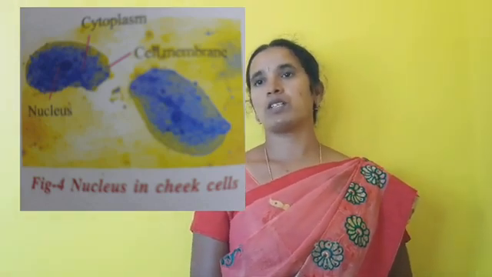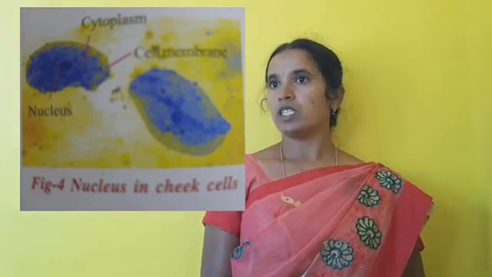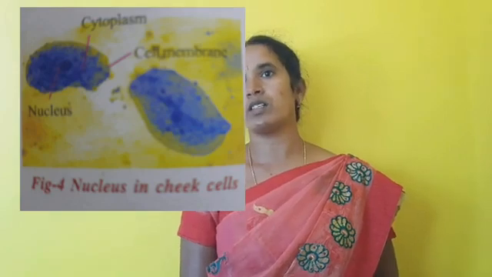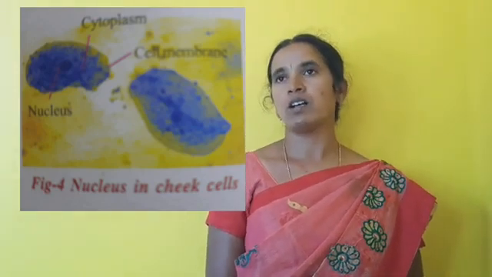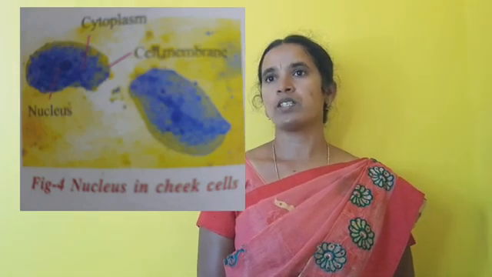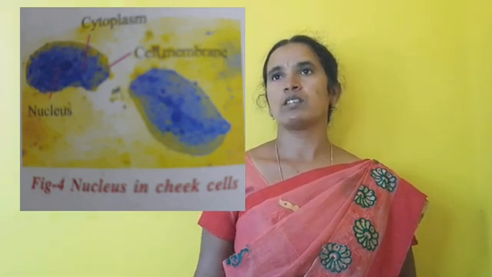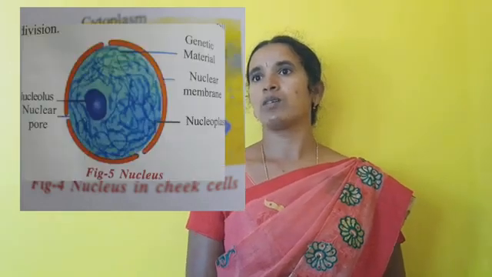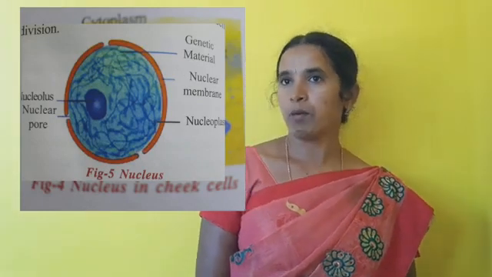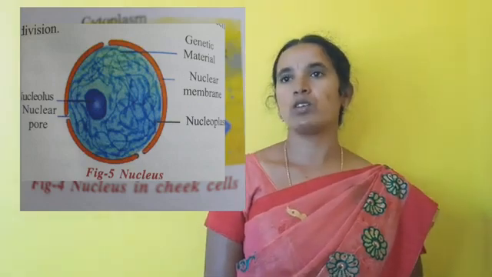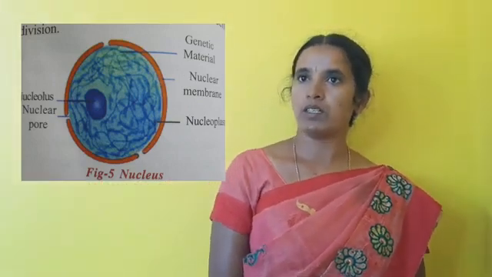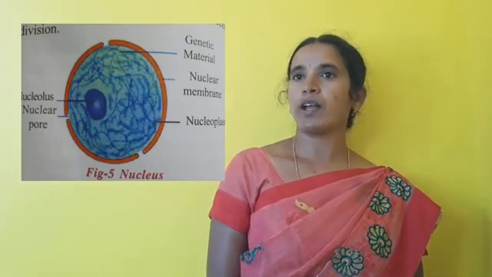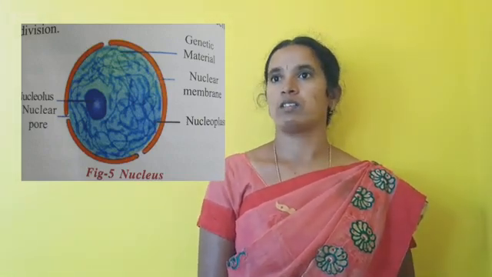Next, observe. We observe dark colored dots in the cells. This is the nucleus. The nucleus was named by Robert Brown in the year 1831. Brown had no idea about its function.